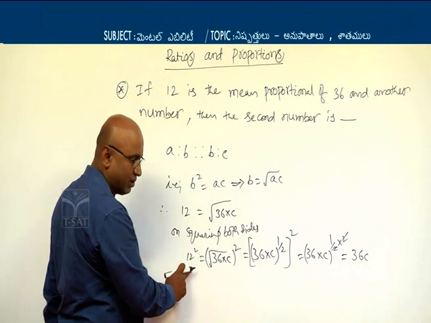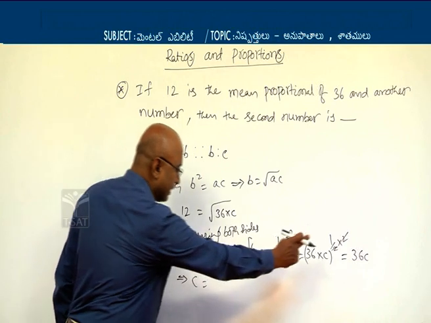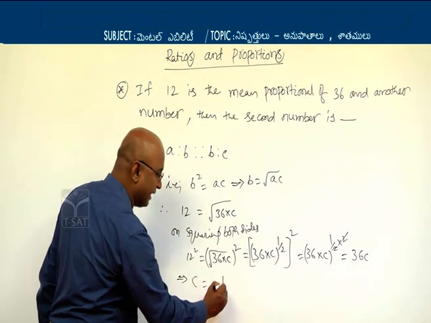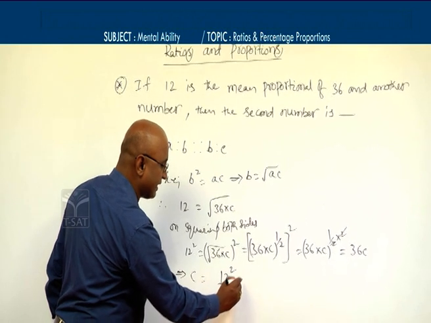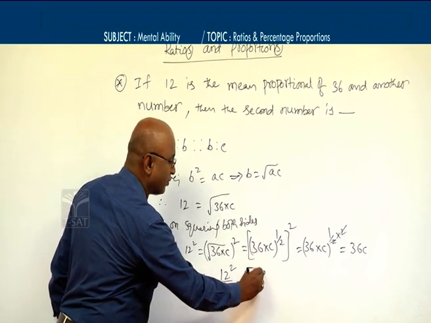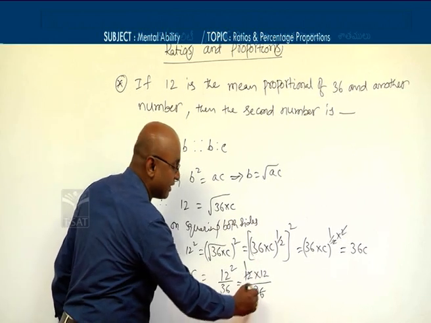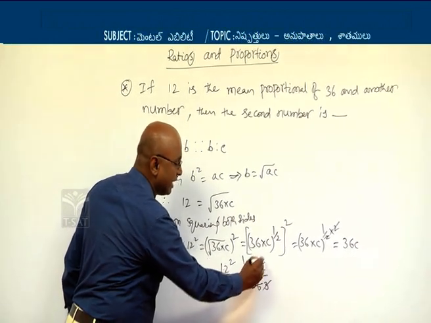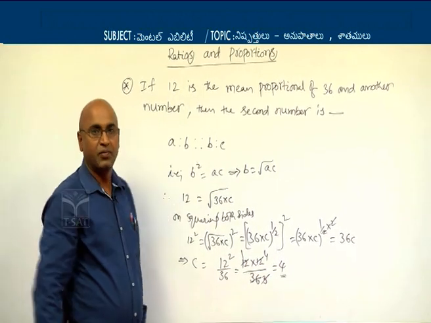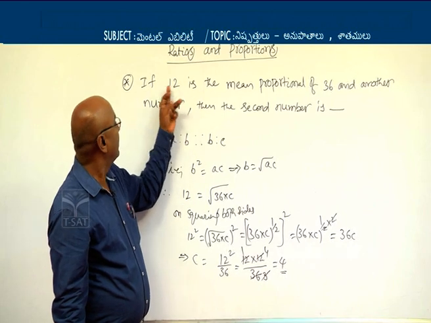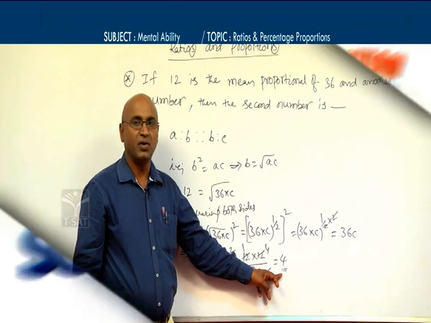See, 12 square is equal to 36C, which implies C is equal to 12 square by 36. 12 square is nothing but 12 into 12 by 36. 12 ones are 12, and 12 threes are 36. 3 ones and 3 fours. So, the other number is 4. The second number, in the case of 12 as the mean proportional, is 4.